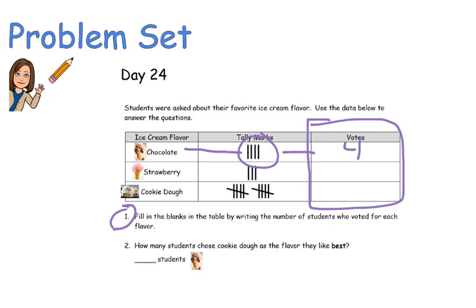Okay. Next part is strawberry ice cream. Count how many students like strawberry ice cream. 3. Very good. That goes right here. All right. Ooh, cookie dough. There's a lot of cookie dough. I myself like cookie dough as well.